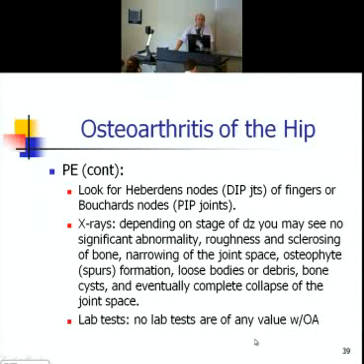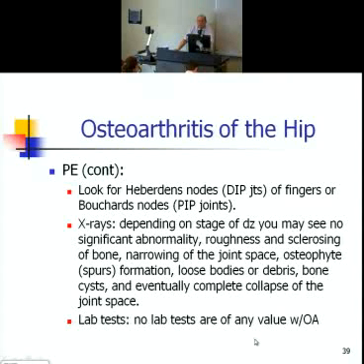So you may see no significant abnormality. You may see some roughness and sclerosing of the bone. Again, the bone is more dense, sclerosing. The joint space narrowing, that's one of the sure signs of osteoarthritis. And you start to get these bone spurs that we call osteophytes.